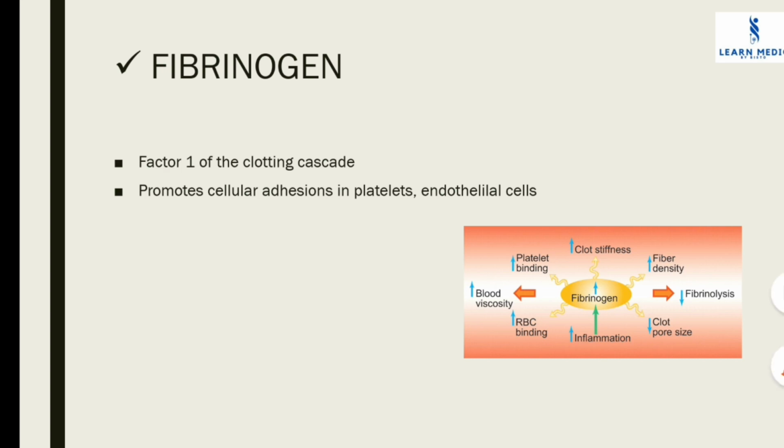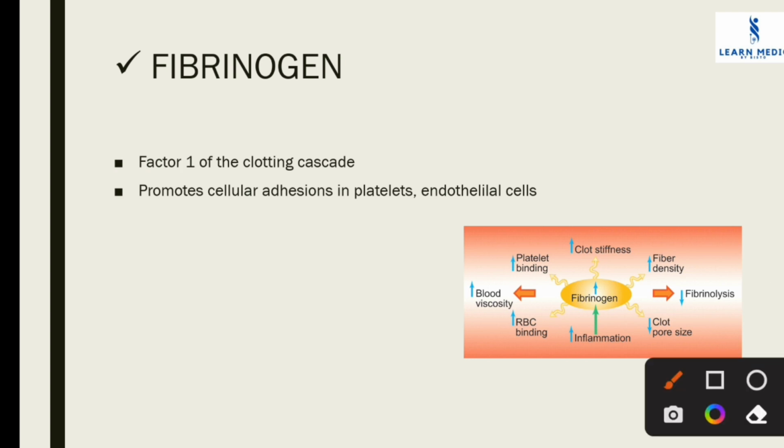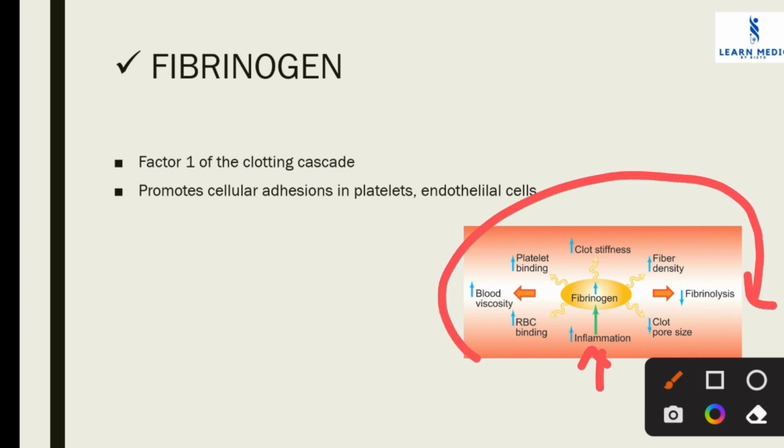The last thing is fibrinogen. Fibrinogen is clotting factor 1 of the clotting cascade. We will discuss fibrinogen in our hematology videos. It promotes cellular adhesion in platelets and endothelial cells. So when inflammation is increasing, fibrinogen is also increasing. So these all occur during inflammation.